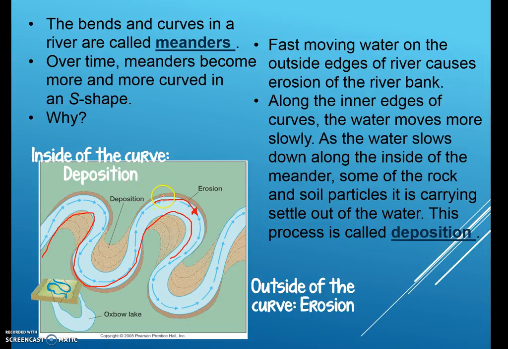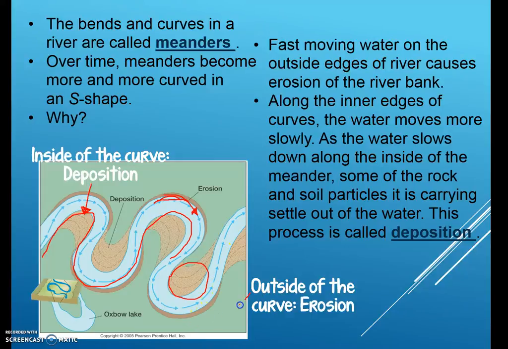So this fast-moving water erodes the rock and dirt away from here. The opposite happens on these inner curves right here. On the inner curves, the water slows down. As the water slows down, we talked about slow-moving water can carry less particles. It actually drops some of the particles that it's carrying, and they get deposited, which is our deposition. So on the inside of the curve right here, we have deposition happening. Rock and soil get dropped off because the water slows down.